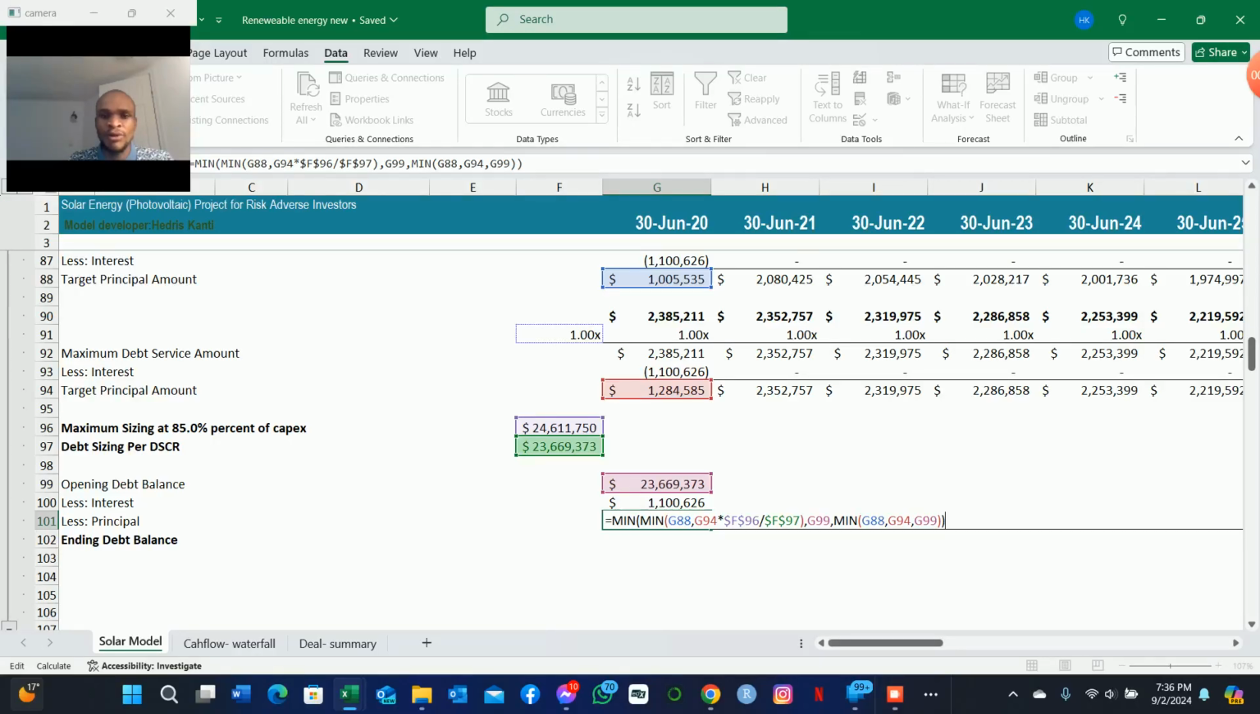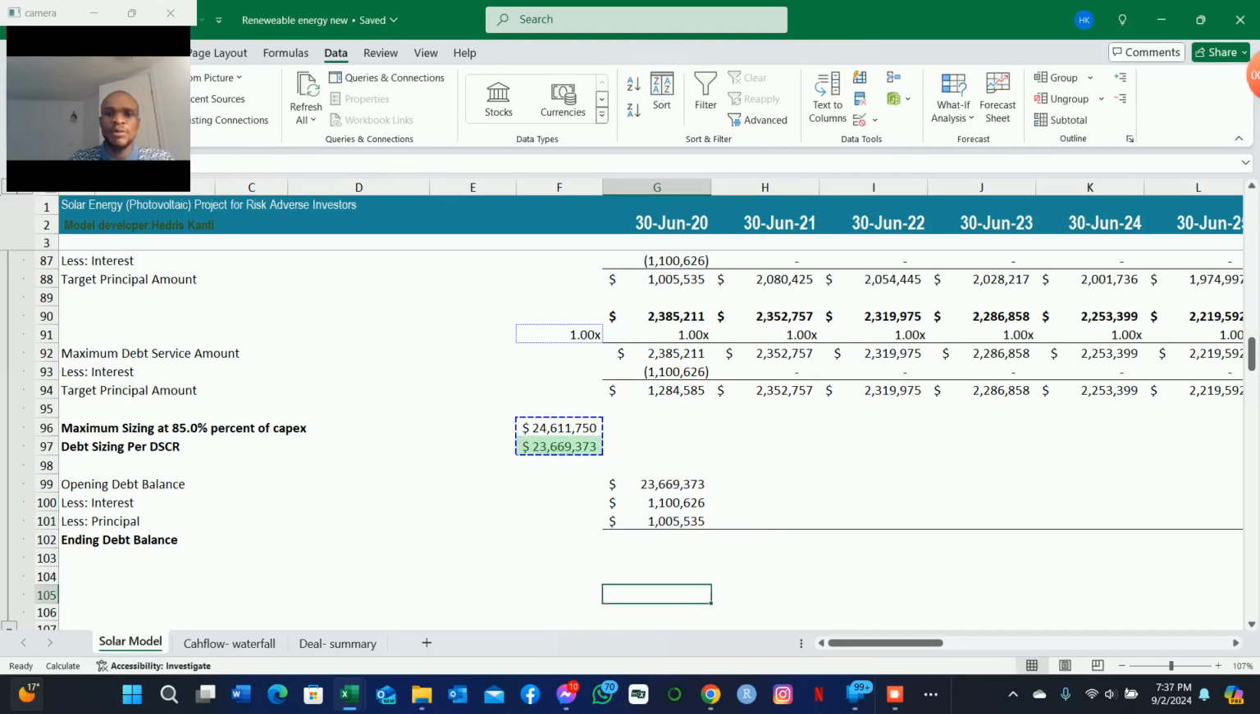So that's how we're going to be paying this debt, so that at the end of our 19 years of amortization, you should be left with nothing. Everything should be paid off. That's why we're taking the minimums of this amount. So that's it. Then we press enter. And we know that the ending balance is going to be equal to the opening, and then we deduct the principal. Remember, we already took into account the interest, so we are not accounting for the interest here.